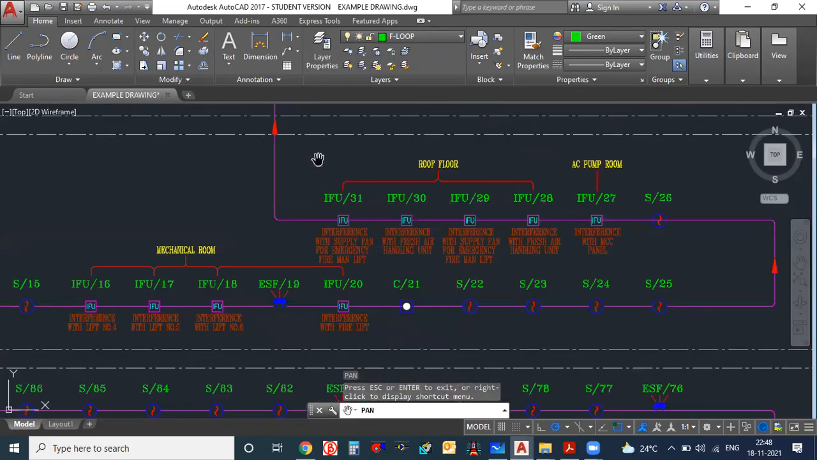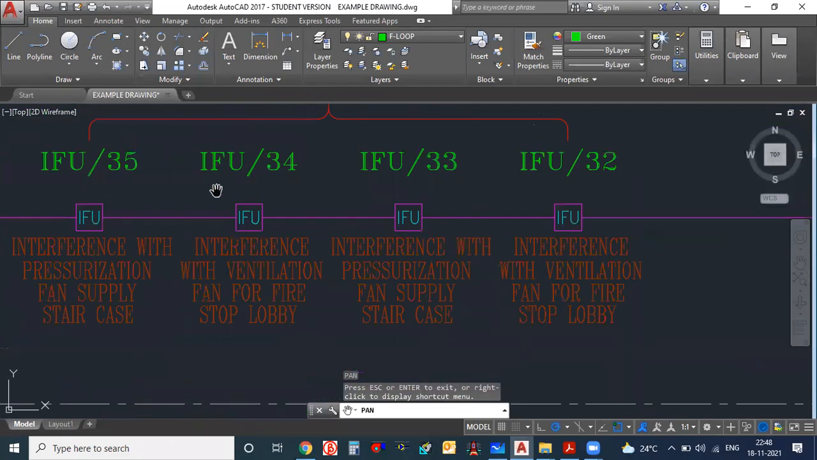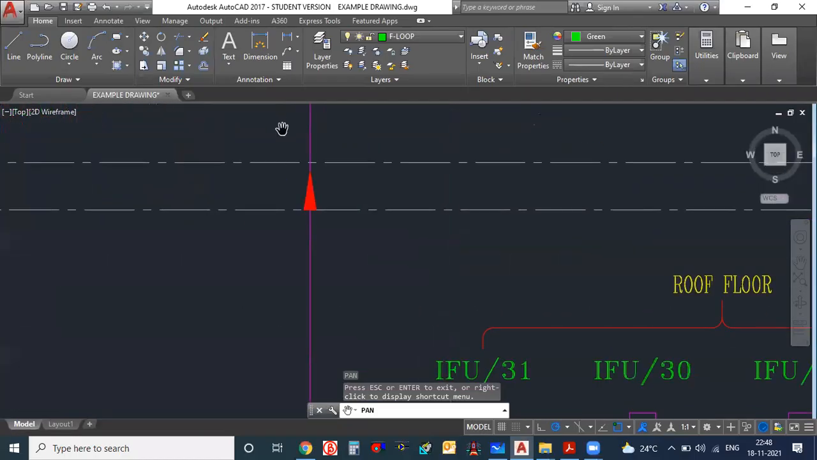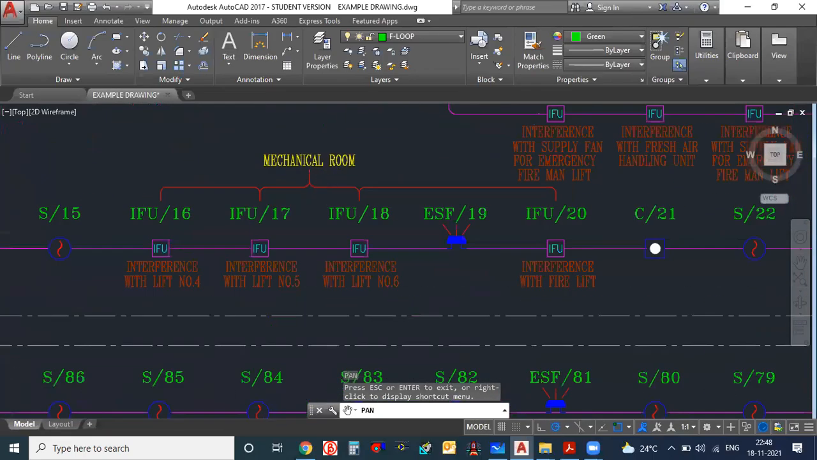This is the IFU. What you are telling, it is connected in the roof. All these things are connected with the fans actually. All the fans, everything is connected with IFUs. And then it is coming to the mechanical room.